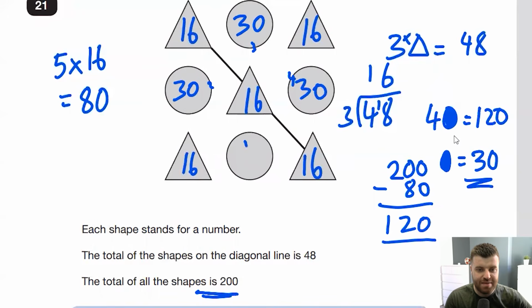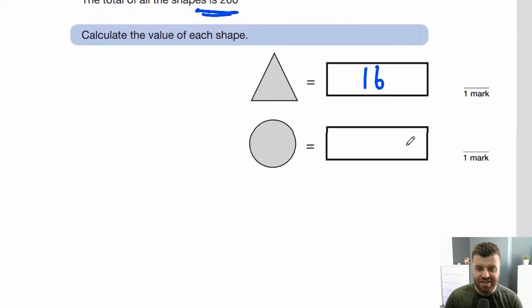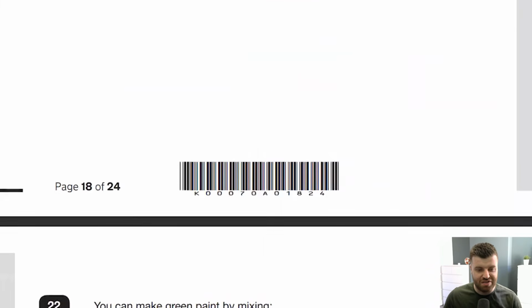Now, guys, if you had time in the test at the end, what you could do is add up all of these numbers to make sure they add up. I'm going to trust my working out. I'm going to put the circle as 30. We're going to bag a mark for each one of those answers.